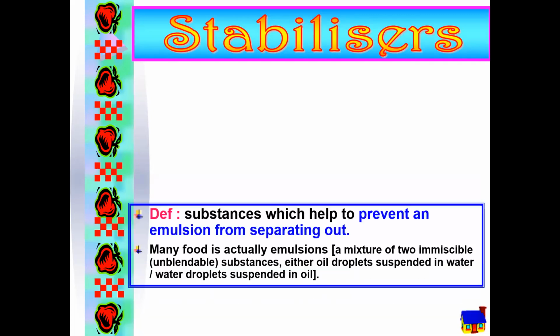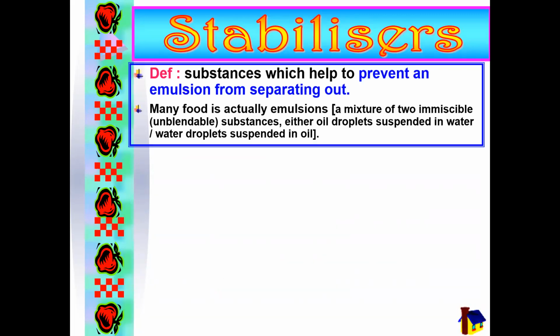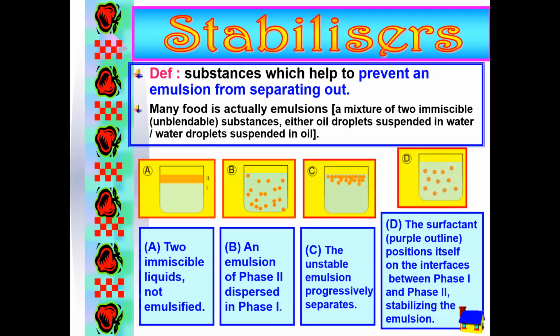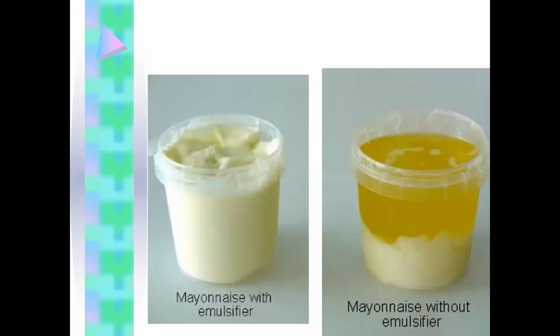So we go to stabilizer, the next one. Now here, it is actually divided into 2. Emulsifier and stabilizer. So let me just show you what I'm talking about. How many of you like mayonnaise? This is the real mayonnaise. Let me tell you where mayonnaise comes from. 80% oil, 20% water.